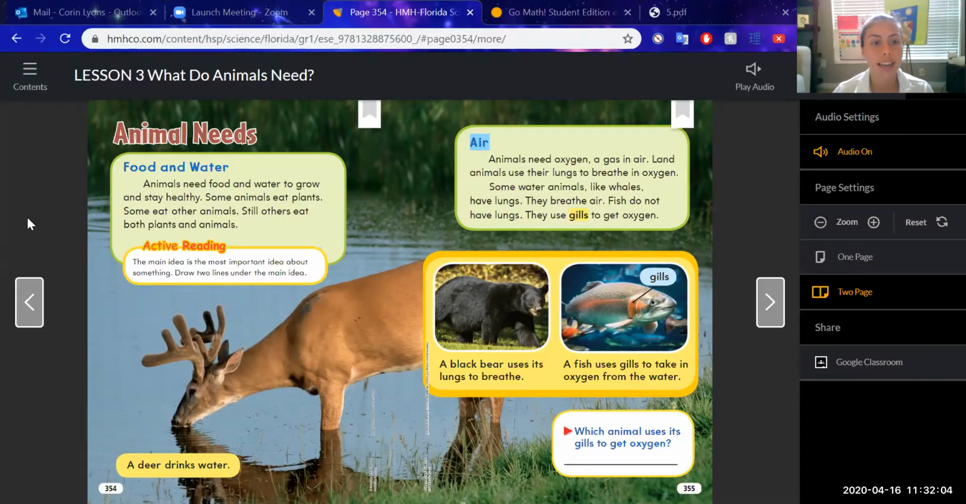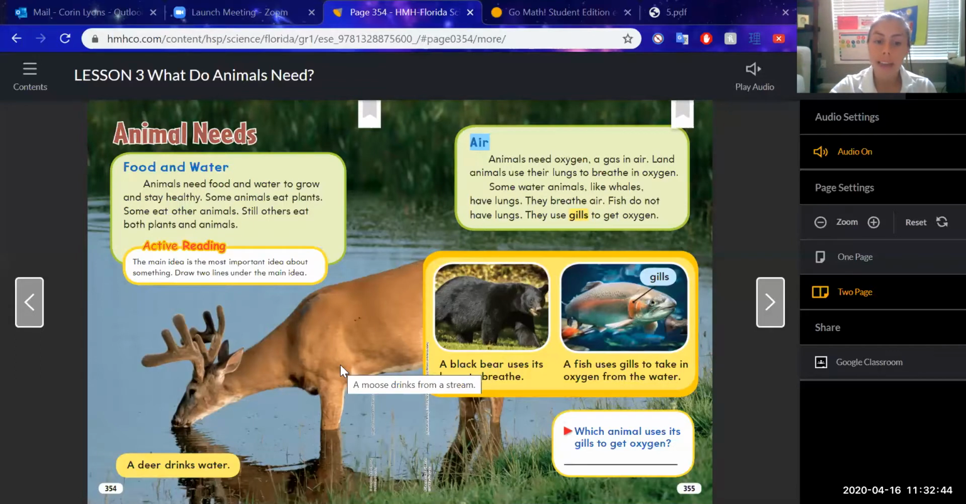Now the page says animal needs. Food and water. Animals need food and water to grow and stay healthy. Some animals eat plants. Some eat other animals. Still, others eat both plants and animals. Over here it says air. Animals need oxygen, a gas in air. Land animals use their lungs to breathe in oxygen. Some water animals, like whales, have lungs. They breathe air. Fish do not have lungs. They use gills to get oxygen.